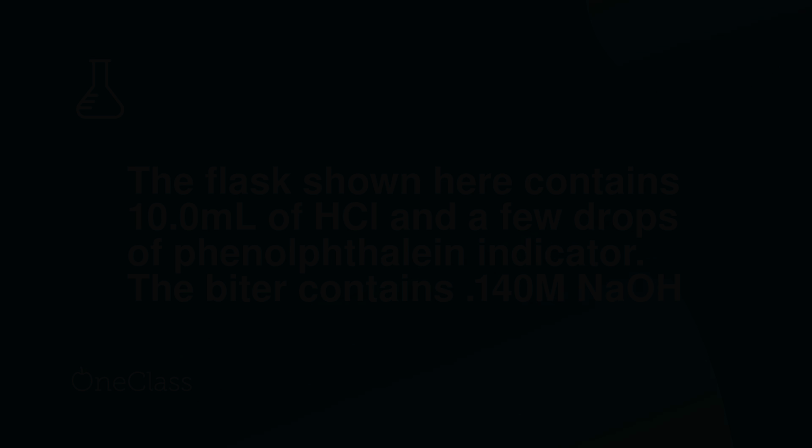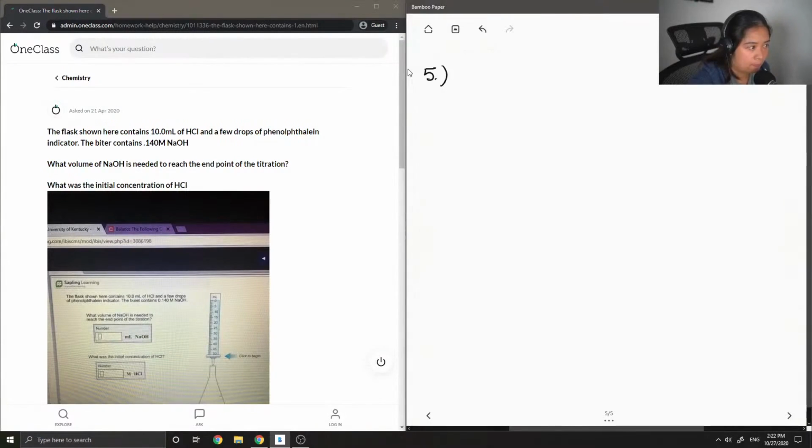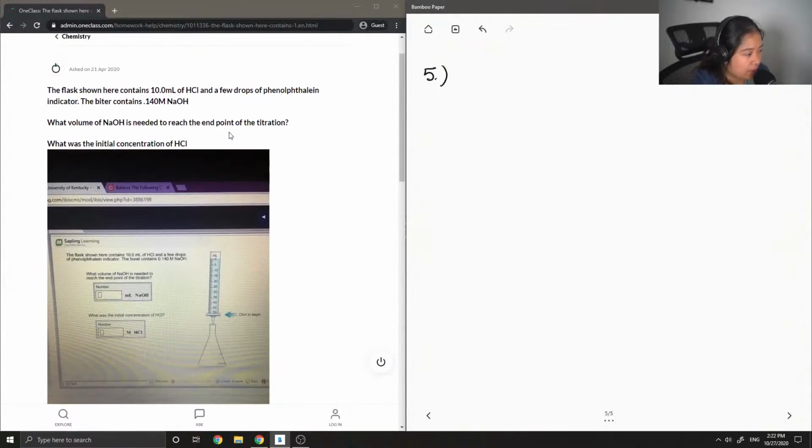That was 4. Now let's move on to question number 5. So the flask shown here contains 10 mL of HCl and a few drops of phenolphthalein indicator. The burette, I'm assuming, just looking at the picture, contains 0.14 moles per liter of NaOH. What volume of NaOH is needed to reach the endpoint of the titration? And what was the initial concentration of HCl?